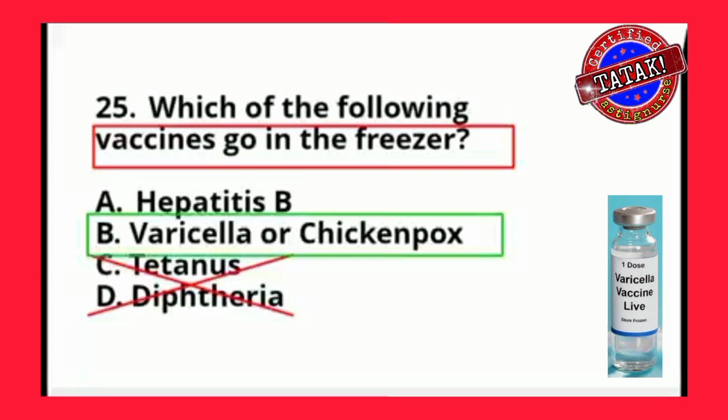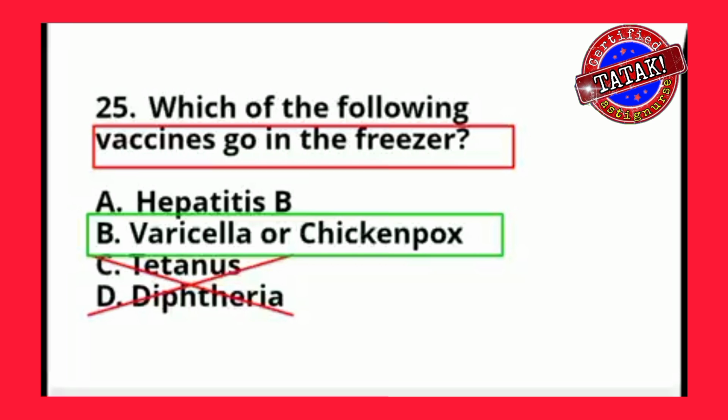Okay, bakit letter B ang sagot natin at hindi si letter A, which is the hepatitis B vaccine? So, take note that hepatitis B vaccine storage is in the refrigerator, in the body of refrigerator, in a temperature of positive 2 to positive 8 degrees Celsius. So, hindi rin siya pwedeng ilagay sa freezer, okay? So, sa body of refrigerator lang si hepatitis B vaccine.